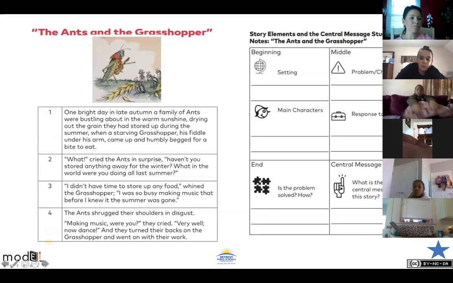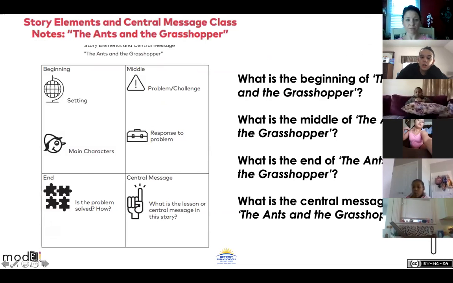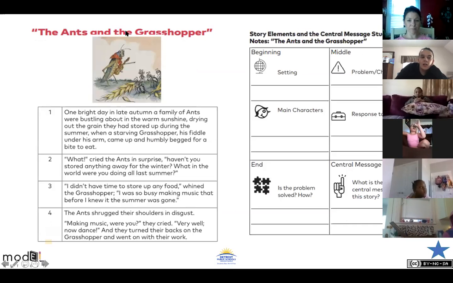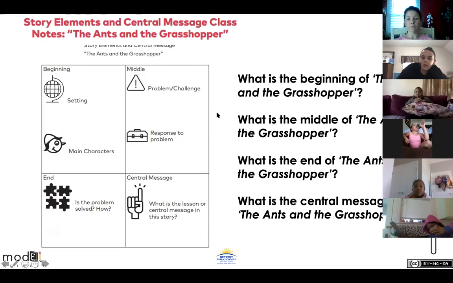All right, so like we said, your job is going to be to go on to your Google slide that will be posted at 10:30 and to fill out all of these story elements. So I want to keep helping you and keep thinking with you through some of these questions. So let's think about the chunks of the story. What happens in the beginning of this story? What's the first thing that happens before the major problem shows up?